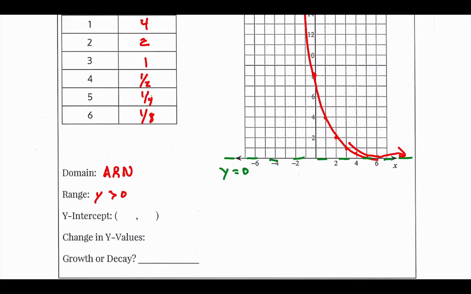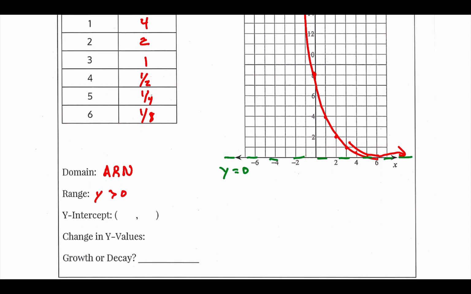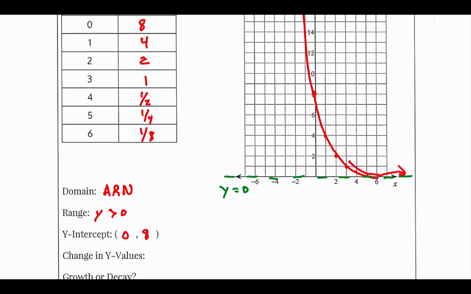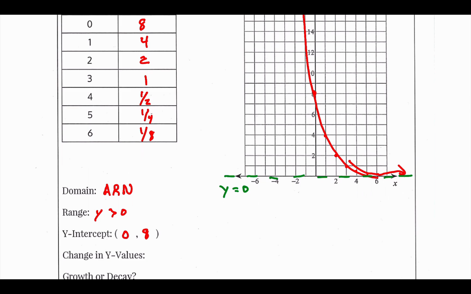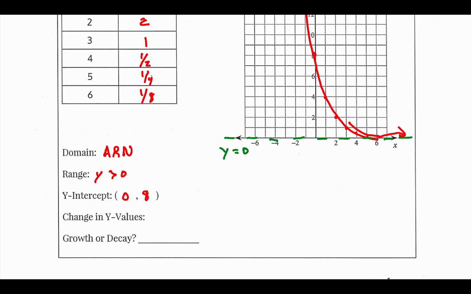Okay? Y-intercept we already found. It's right up there. It's 0, 8. We already have that one. And so here's your first question, Michi. When it says change in y values, what's happening to the y values? We're dividing by 2. I want you to think about it, though, as a multiplier rather than dividing. So it's multiplying by a half. That's all I'm asking for. So the change in y values is just times a half. That's all I'm looking for.